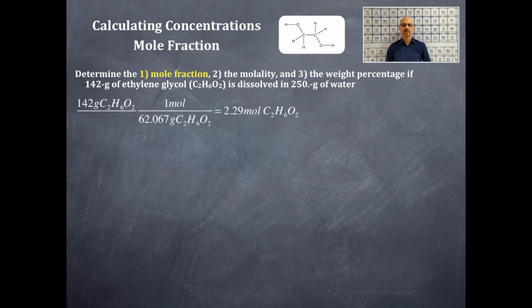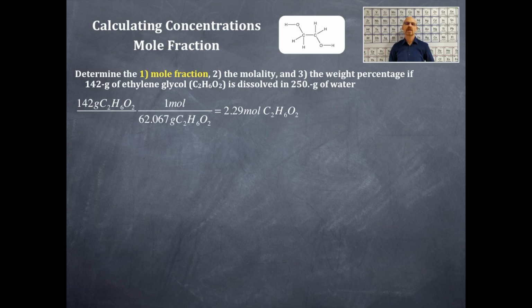Okay, so the first thing that we're going to do, if we're going to get the mole fraction, is we need to get the moles of the ethylene glycol and the moles of the water. So here is determining the moles of the ethylene glycol. I've got 142 grams of ethylene glycol. I'm going to use the molar mass for ethylene glycol, 62.067 grams, that's equal to 1 mole. And that gives me 2.29 moles of ethylene glycol.